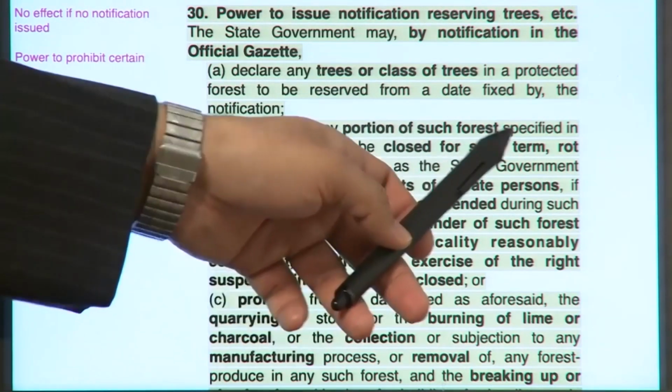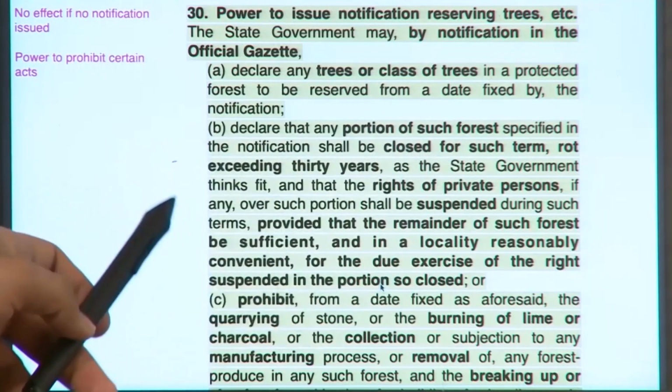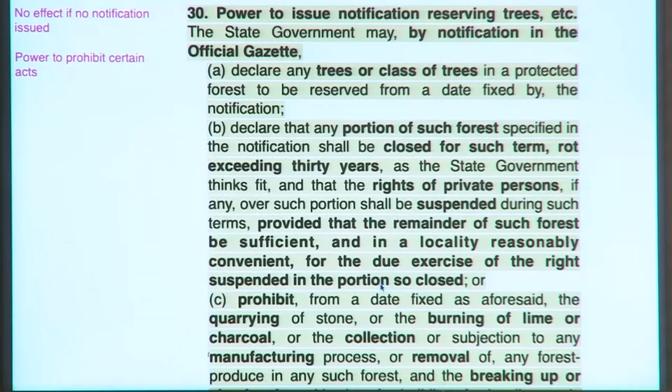or the government can declare that any portion of such forest specified in the notification shall be closed for such term not exceeding 30 years as the state government thinks fit, and that the rights of private persons, if any, over such portion shall be suspended during such term, provided that the remainder of such forest be sufficient and in a locality reasonably convenient for the due exercise of the right suspended in the portion so closed.